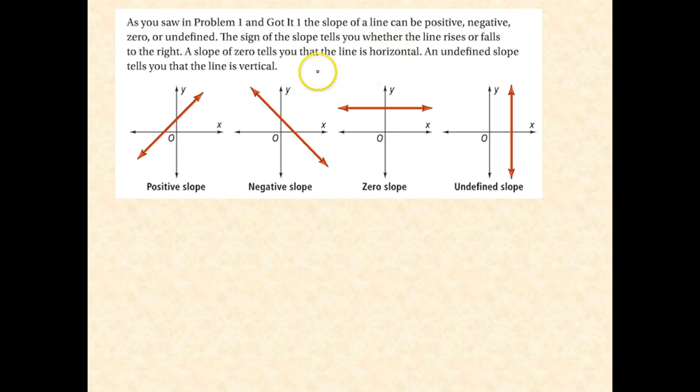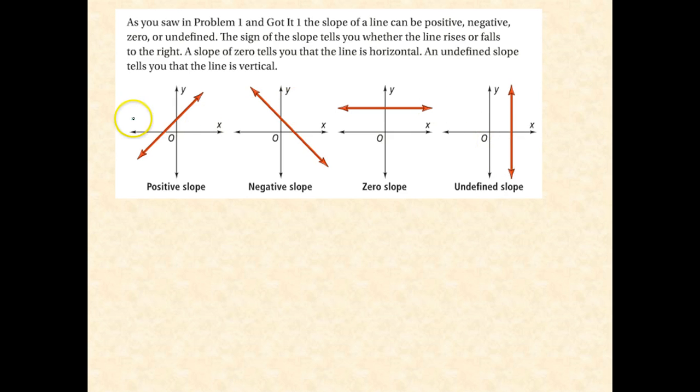So we can have positive slopes that go uphill from left to right. We can have negative slopes that go downhill from left to right. We can have 0 slopes that don't go up or down as it goes from left to right. And we can have undefined slopes that go up and down.